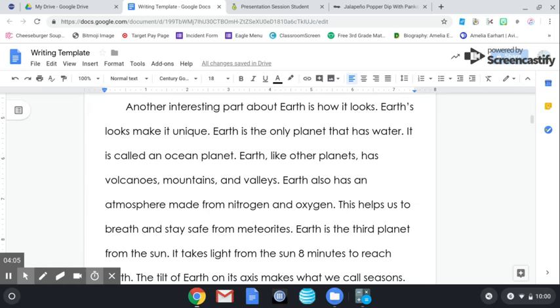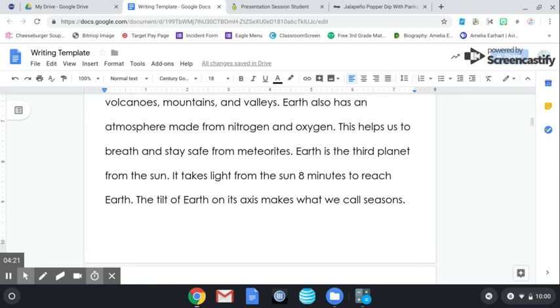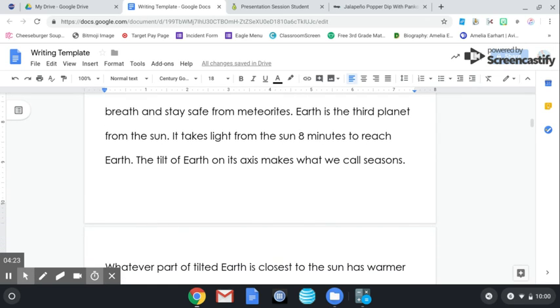Another interesting part about Earth is how it looks. Earth's looks make it unique. Earth is the only planet that has water. It is called an ocean planet. Earth, like other planets, has volcanoes, mountains, and valleys. Earth also has an atmosphere made up of nitrogen and oxygen. This helps us to breathe and stay safe from meteorites. Earth is the third planet from the sun. It takes light from the sun 8 minutes to reach Earth.